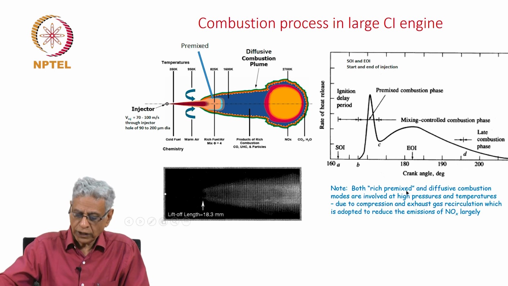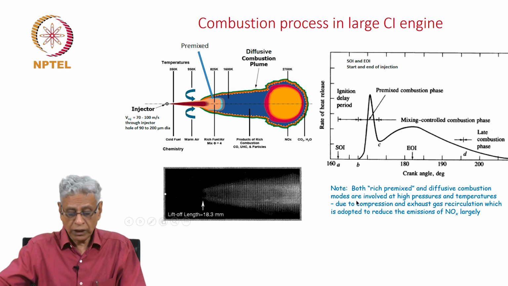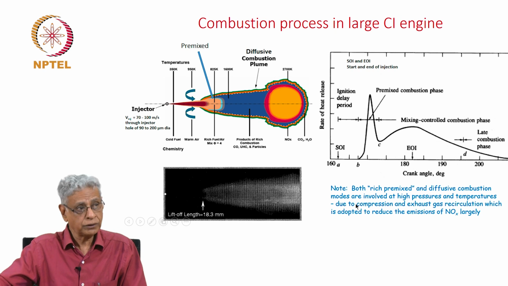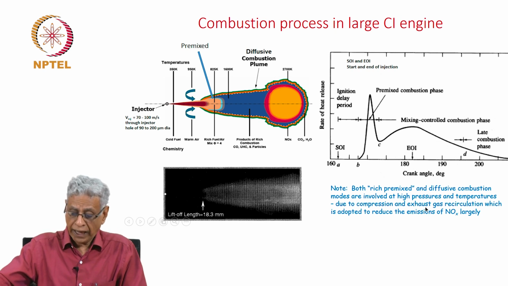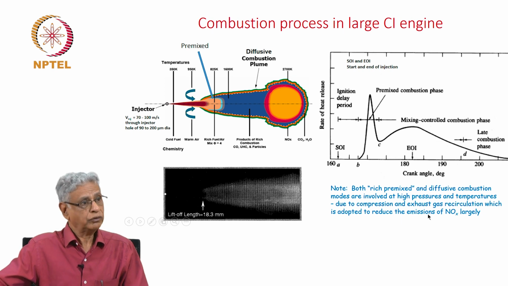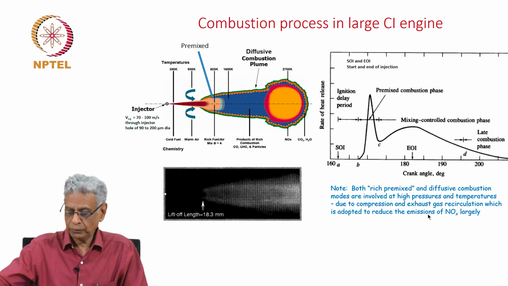Okay, so both rich premixed and diffusive combustion modes are involved at high pressures and temperatures, due to compression and exhaust gas recirculation, which is adopted to reduce the emissions of NOx largely.